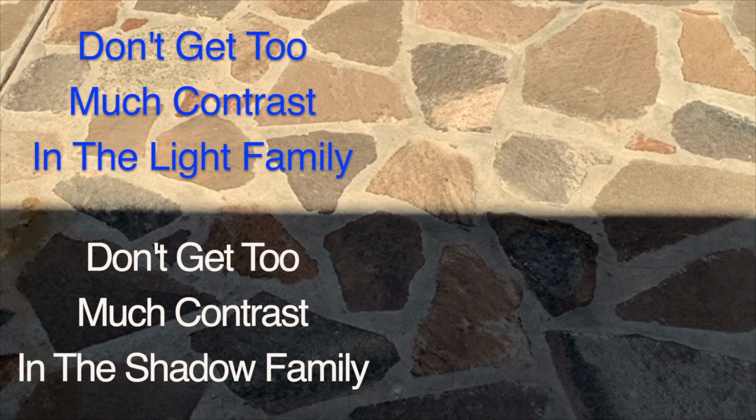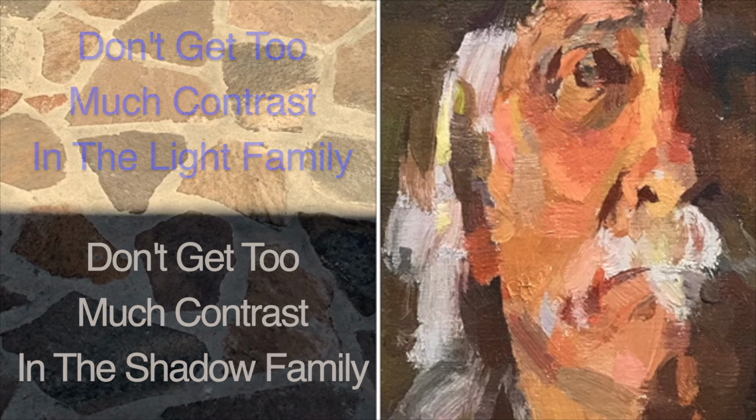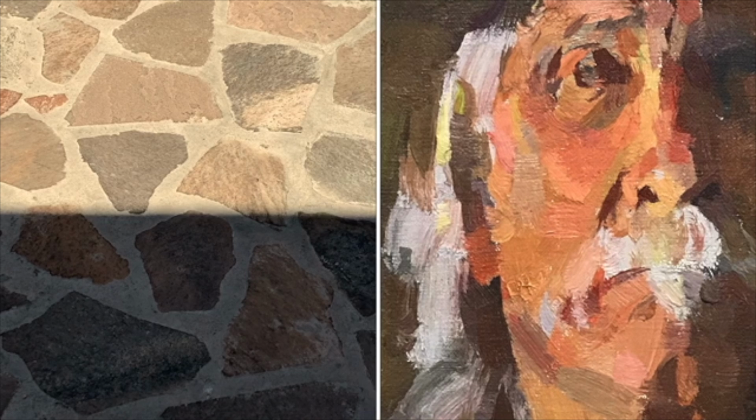Now let's just move the camera a little bit and see how, okay, now we see the division of the two families. Again, if we look just at the light family, we're going to also see dark pieces, red pieces, lighter pieces. And then again, we're going to think there's too much contrast in the light family.